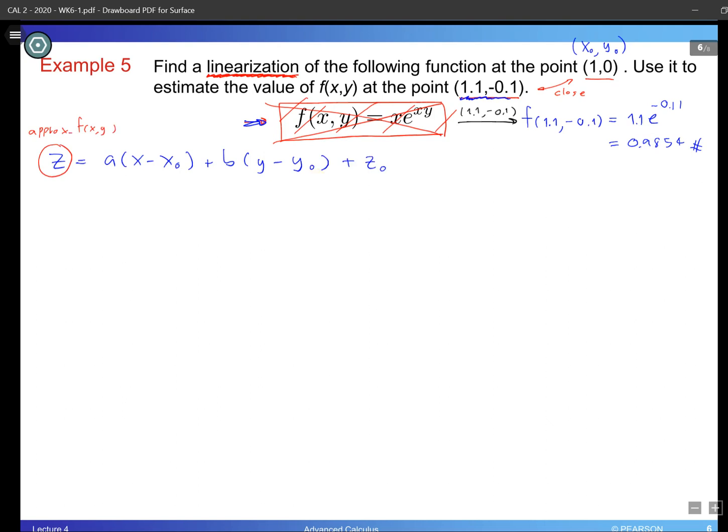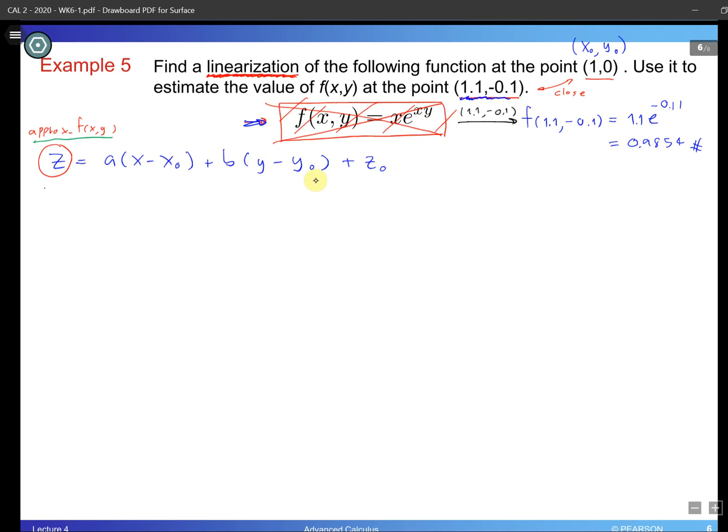Now, the first thing I'm going to do here is to modify this equation into a formula that is nicer to use. On the left-hand side of this equation, I am going to change this z into an approximation of the function of x, y, and I'm going to use this sign instead. The approximation is going to be the linearization.